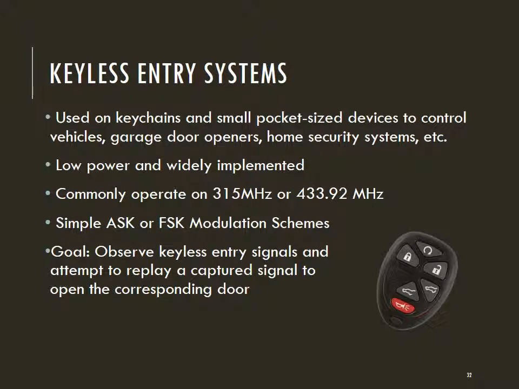Our next experiments focused on keyless entry systems. These are key fobs or keychain devices that you use to control vehicle doors, garage doors, home security systems, open windows, turn things on, turn things off, that sort of thing. They're typically very low power, and they operate on 315 or 433 megahertz for the most part in the United States. And they use simple amplitude shift keying or frequency shift keying modulation schemes.